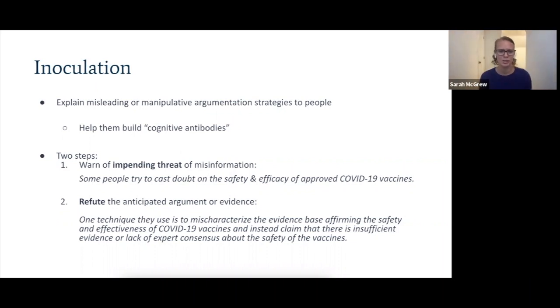So this example uses a specific claim about the safety and efficacy of the COVID vaccines, but there's evidence that more general inoculation can work too, that just teaching people about the general strategies that mis and disinformation users rely on, things like impersonating experts, using polarizing language, discrediting opponents, that those things can help people build up their defenses and make them less likely to be vulnerable to misinformation in the future.